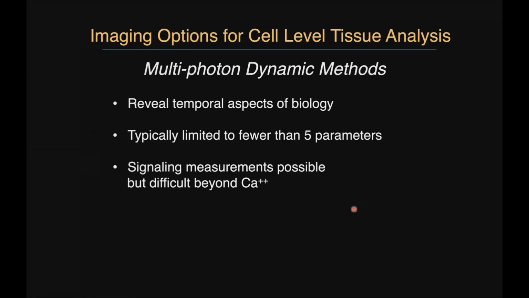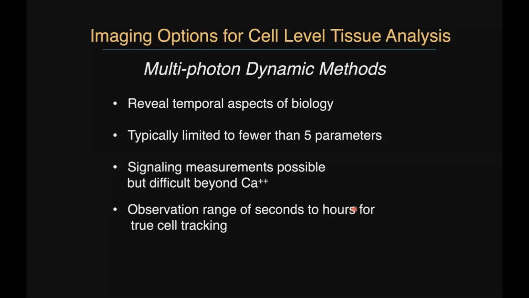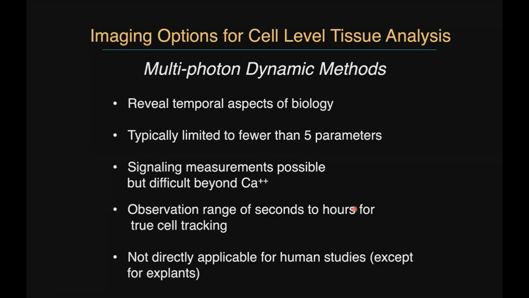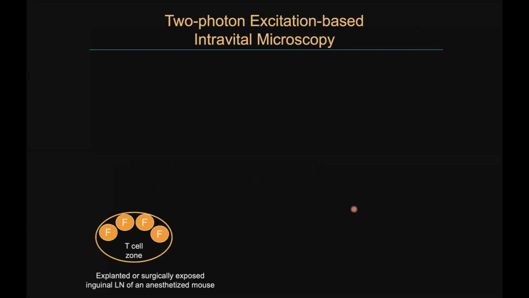There is an NFAT reporter, but otherwise, not many good methods exist for doing this. The range of observations is seconds to some hours before you lose tracking of cells, and it's not directly applicable to human studies, except in certain explant situations.